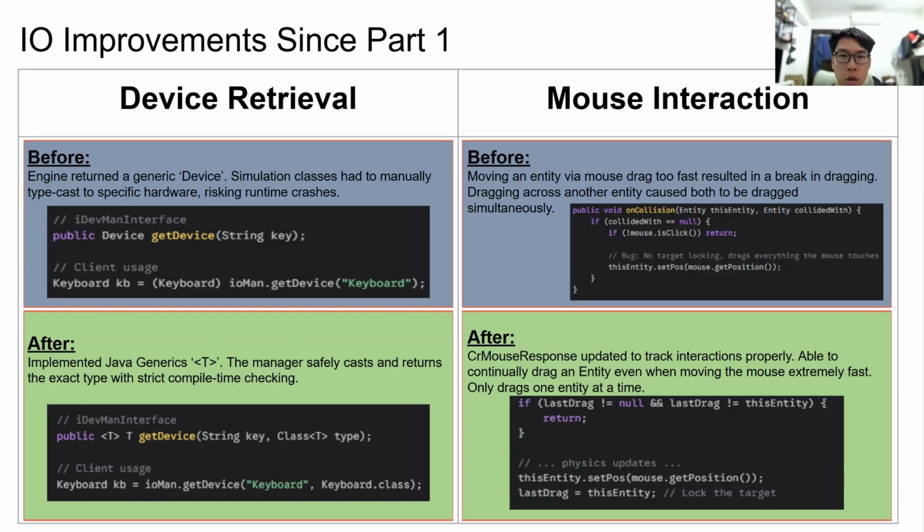No more bad casts. For mouse interaction, we had a bug where dragging an object too fast would drop it, or dragging it across another object would pick both up. We fixed this by adding a static last drag variable in the CR mouse response to act as a target lock. Now if you're already holding onto something, the code will ignore everything else. You can move the mouse as fast as you want and it stays perfectly locked onto just one entity.